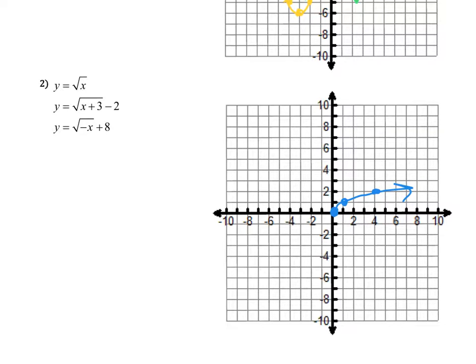Okay, so I want you to take the next two graphs, write down the transformations, and plot them on your own. So go ahead and pause the video, try it out, and then when you guys are ready, hit play.